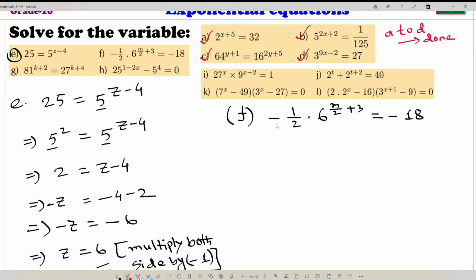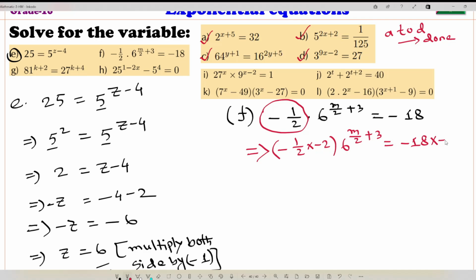Number F, minus 1 by 2 times 6 to the power m divided by 2 plus 3 equals minus 8. First we have to remove this minus 1 by 2. That's why we will multiply both sides by what? Minus 2. If we multiply both sides by minus 2, then 6 to the power m divided by 2 plus 3 equals minus 18 times minus 2.